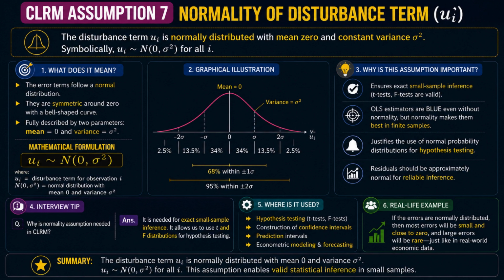Now here's an important interview point. OLS estimation itself does not require normality. Then why do we need this assumption? Because normality becomes essential when we perform statistical inference, especially for small samples. It allows us to conduct t-tests, f-tests, construct confidence intervals, and perform hypothesis testing correctly. For large datasets, this assumption becomes less important because of the central limit theorem. And with that, we've completed all 7 assumptions of the classical linear regression model.